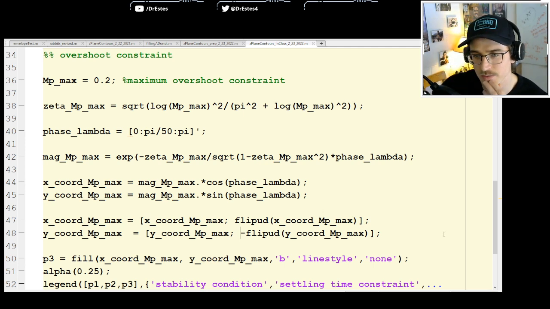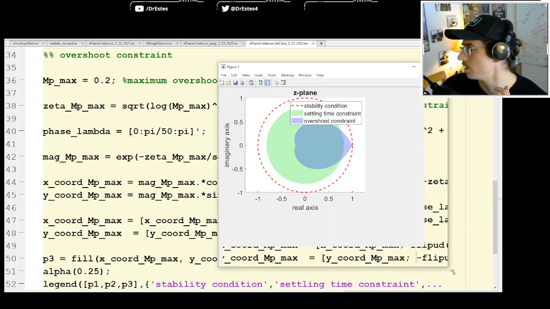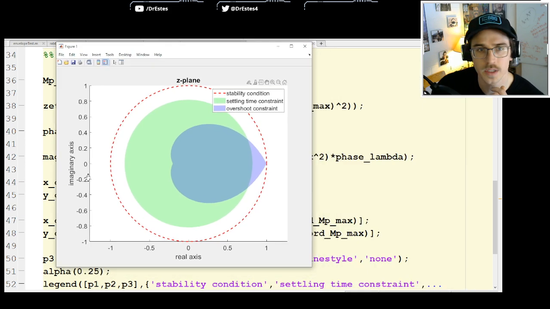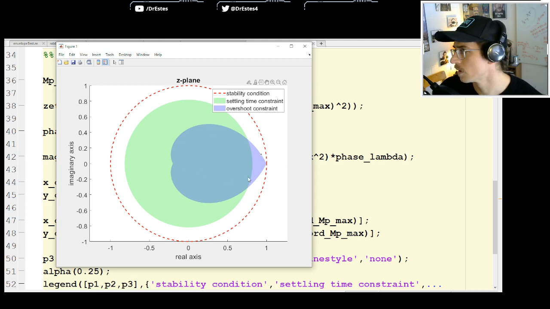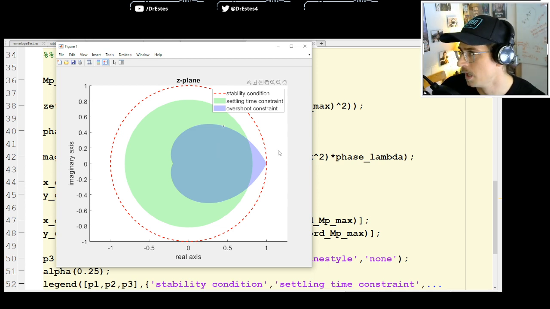Okay, guys, we have two shapes. So once again, the utility of having a code like this is, you could say it's either an assignment for this course or you're building your own control system. You're like, I need a certain settling time. I need a certain overshoot.